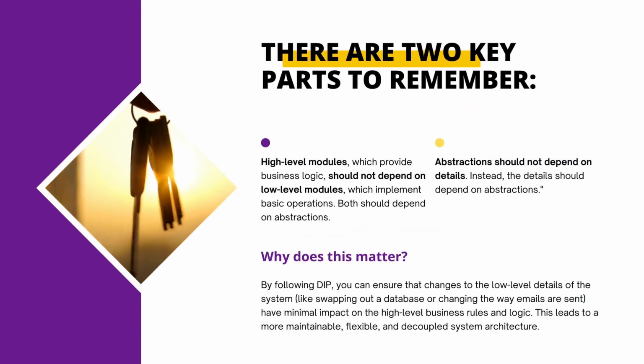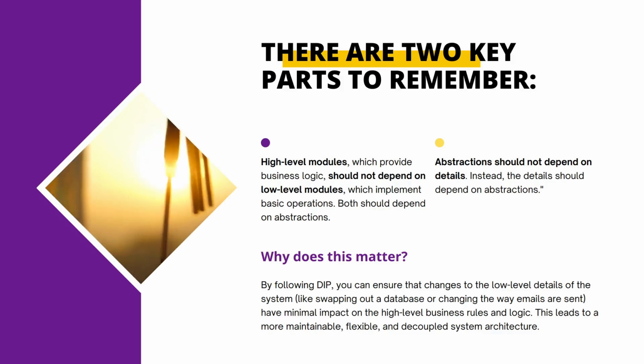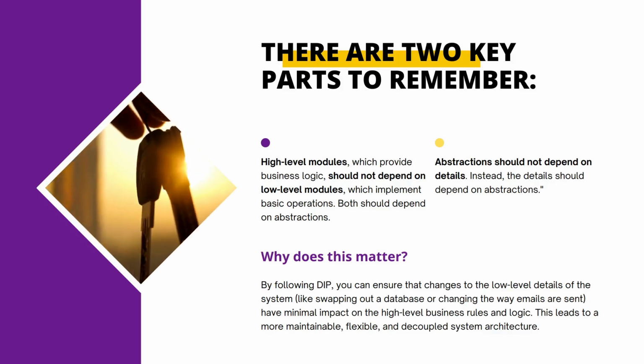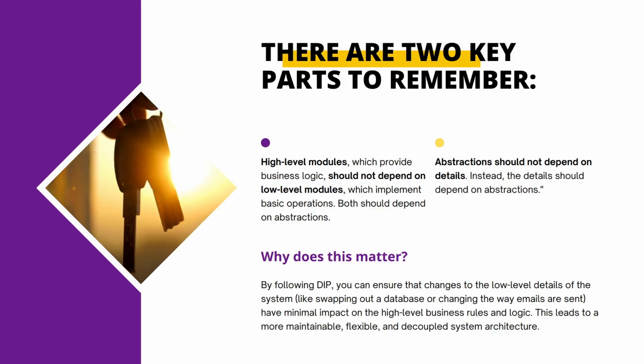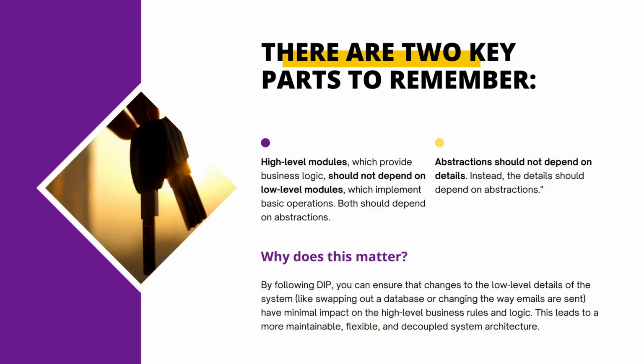There are two key parts to remember. The dependency inversion principle has two points. The first one: high-level modules, which provide business logic, should not depend on low-level modules, which implement basic operations. Both should depend on abstractions. And the second one: abstractions should not depend on details. Instead, the details should depend on abstractions.